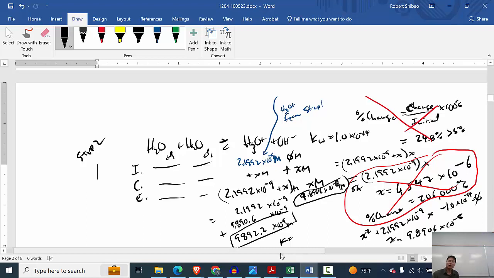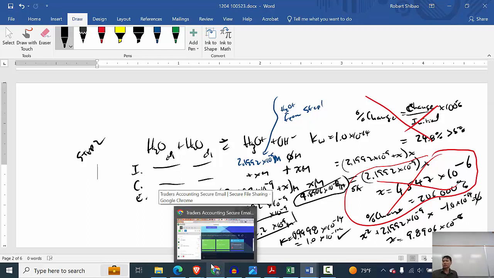Did you calculate K? What did you get? 9.998 times 10 to the negative 15. Okay, so 0.9. How many nines? Three nines, but an 8. So this is going to round to 1.0 times 10 to the negative 14. So we're okay. So this is good, right? We completed step 2. Are we done?